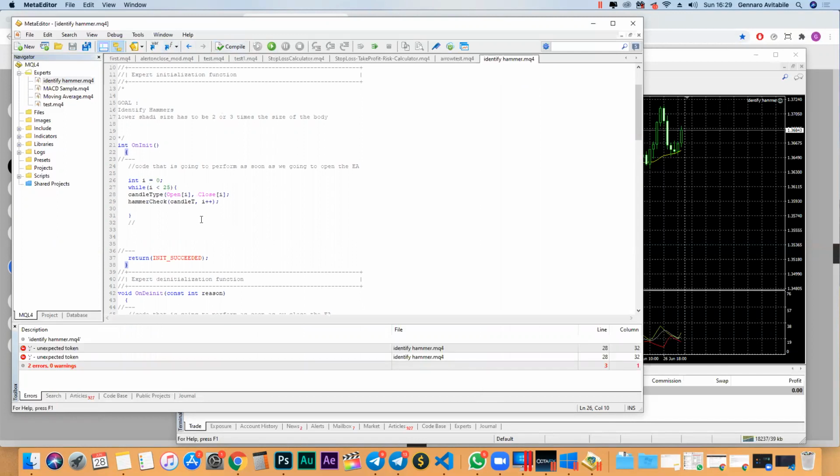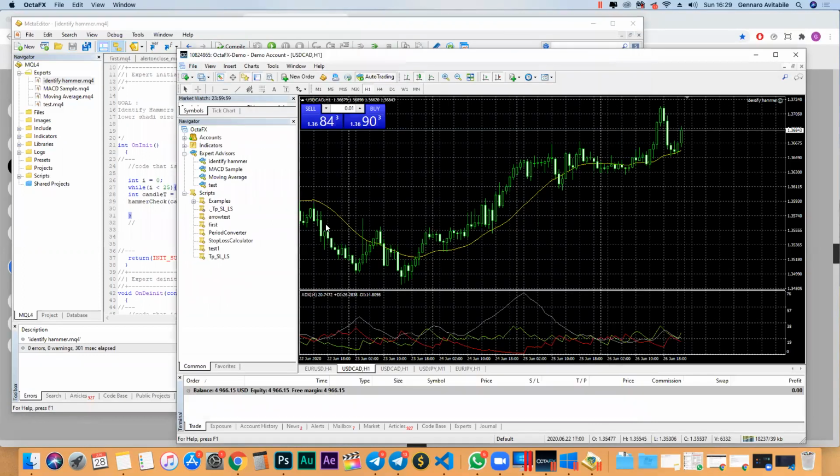And then we have an error on 28. Unexpected token on 28. And that's another newbie one. But I am a newbie. Candle T and declare, of course, because this is going to return an integer. So candle T is equal to that. And yeah. Wow, unbelievable. All right, let's see if this is going to work out.